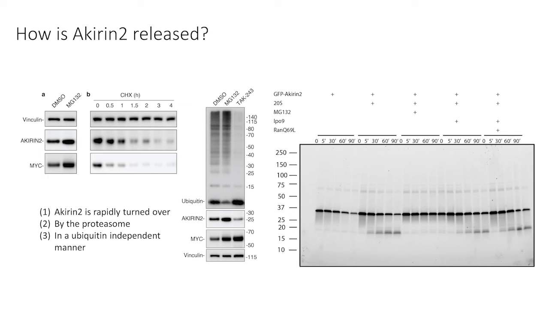Then the question that remains is, how is acarine actually released? So how do we get rid of acarine in the nucleus? And for that, we looked into different possibilities. We knew that acarine is actually turned over really rapidly. It's only expressed during mitosis, and once mitosis is over, it's gone completely.